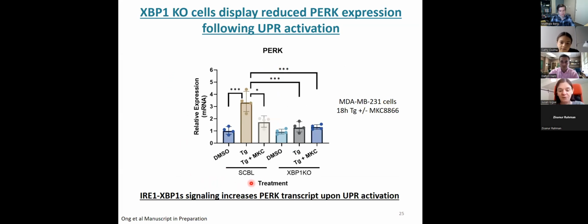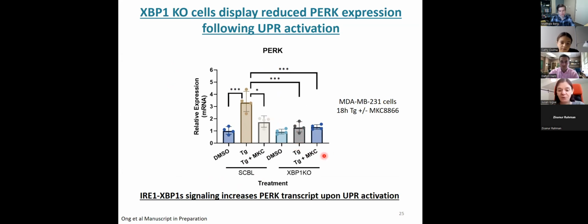What we found was, when we treated the scrambled control cells with thapsigargin, again, we see our increase in PERK transcript, and this is prevented or reduced when we combine with IRE1 inhibitor. But when we look in our XBP1 knockout cells, we don't see this increase in PERK transcript following thapsigargin treatment. So this would suggest to us that IRE1 XBP1S signaling is playing a role in this.